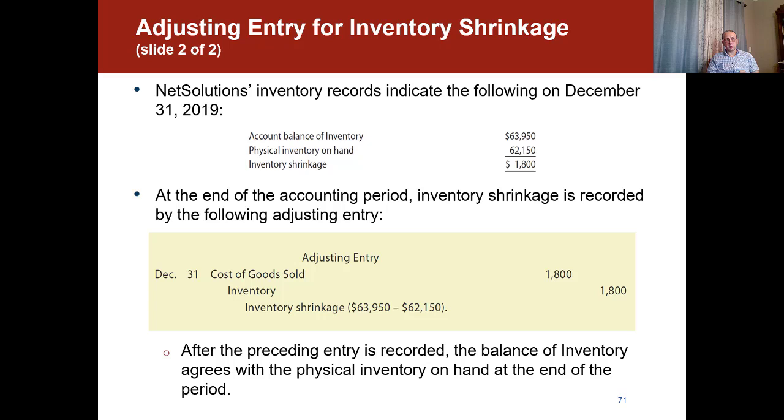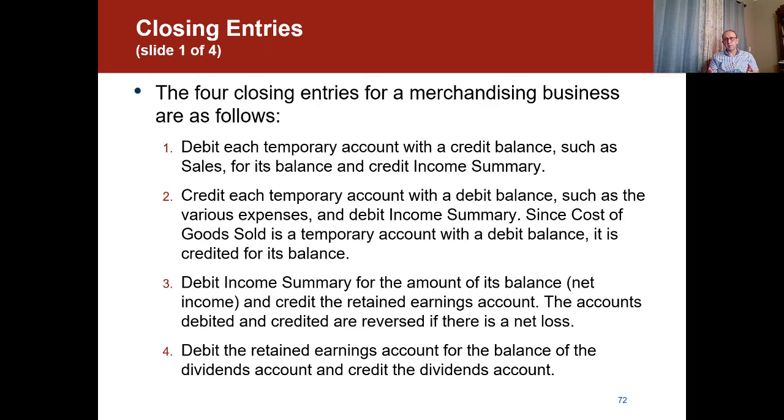So at the end of the accounting period, inventory shrinkage is recorded by the following adjusting entry. We reduce the value of inventory by the amount of inventory shrinkage, which is the $1,800, and that's why we credit inventory by $1,800. And on the debit side, we just record cost of goods sold. So we debit cost of goods sold by $1,800. After the preceding entry is recorded, the balance of inventory agrees with the physical inventory in hand at the end of the period. One other thing that we normally do is closing entries.